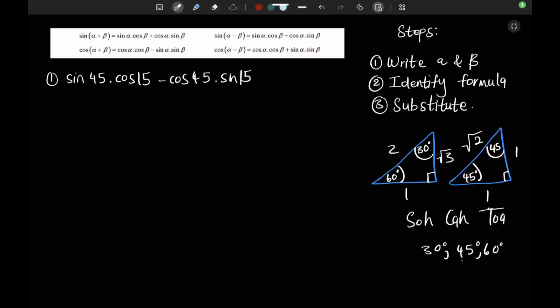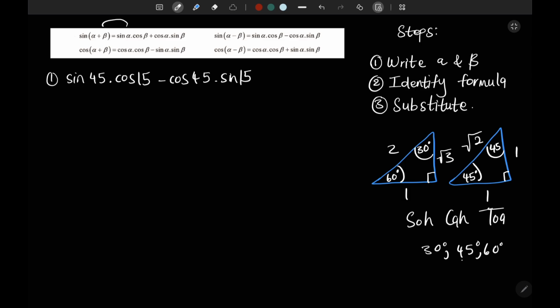So in the last few examples, I showed you how to go from, let's use this formula, sine(A + B) = sin A cos B + cos A sin B. Now let's do examples where you go from sin A cos B + cos A sin B to sin(A + B). So you're basically going in reverse. Let's start with the first example.